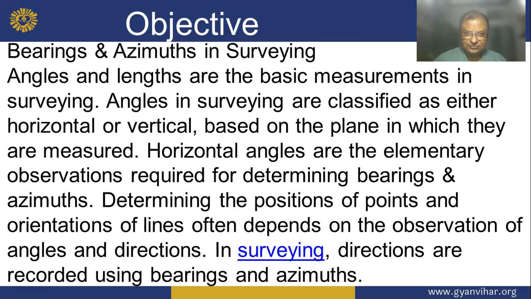So, horizontal angles are the elementary observations required for determining bearing and azimuth. Determining the position of a point and the orientation of a line often depends on the observation of angle and direction. In surveying, directions are recorded using bearing and azimuth. What this means, I think you should understand by this diagram.